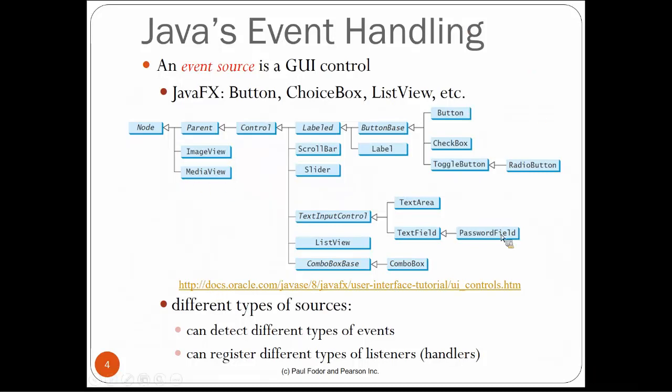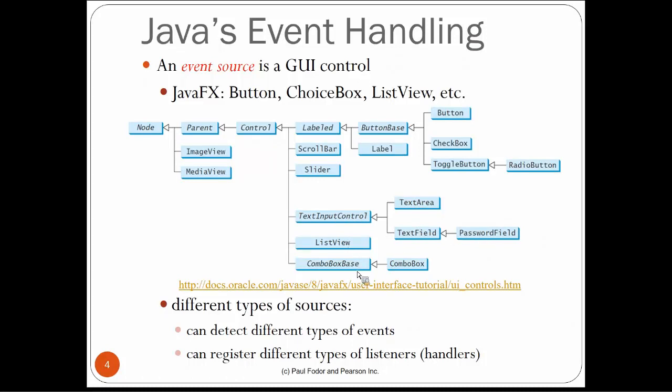Any type of node, which could be a parent, control, image view, media view, or labeled, which is the superclass of all buttons and labels, and which has subclasses ButtonBase and Label. ButtonBase has subclasses Button, CheckBox, ToggleButton, and RadioButton. There are also other types of controls like scroll bars, sliders, text controls like TextArea, TextField, PasswordField, lists, and combo boxes.